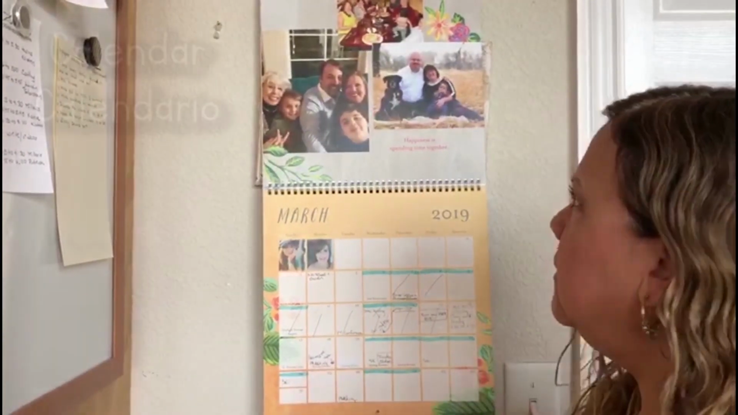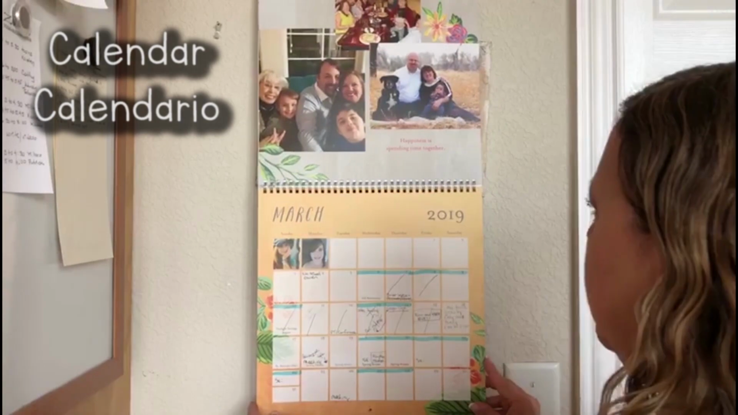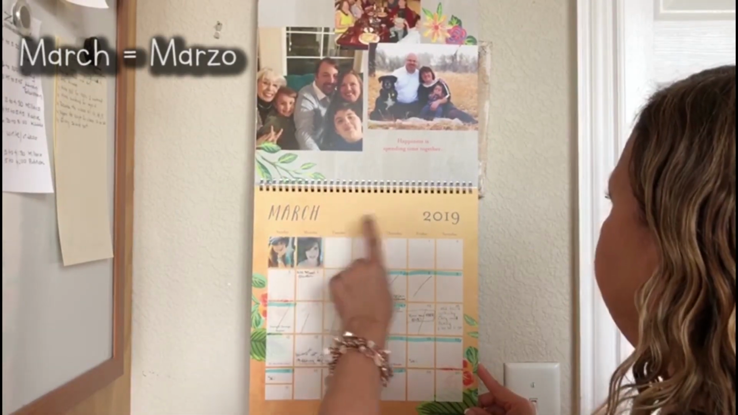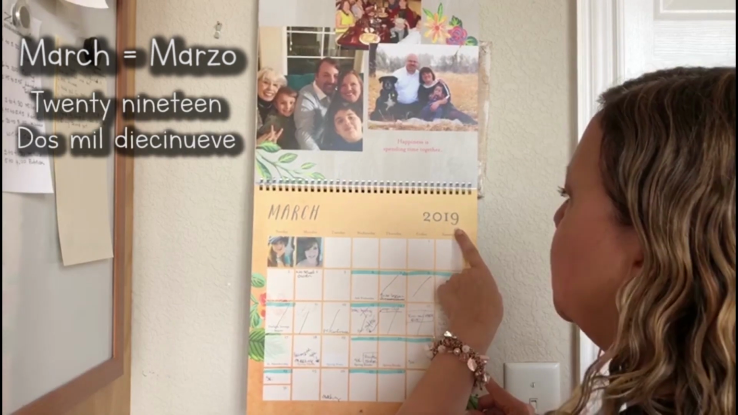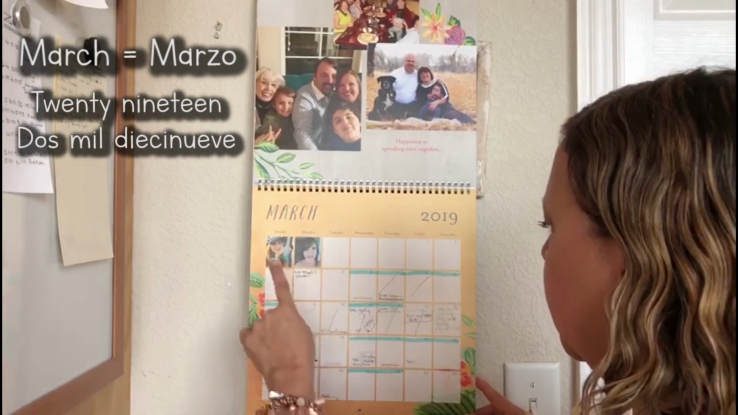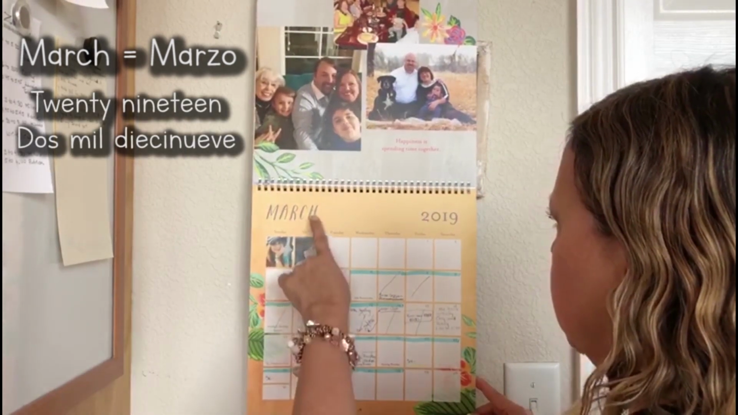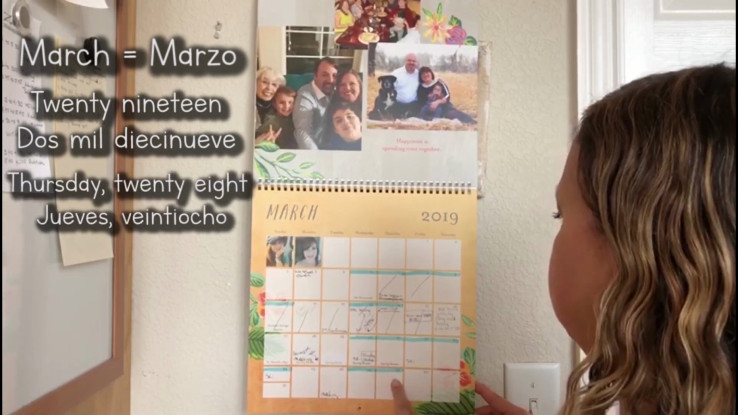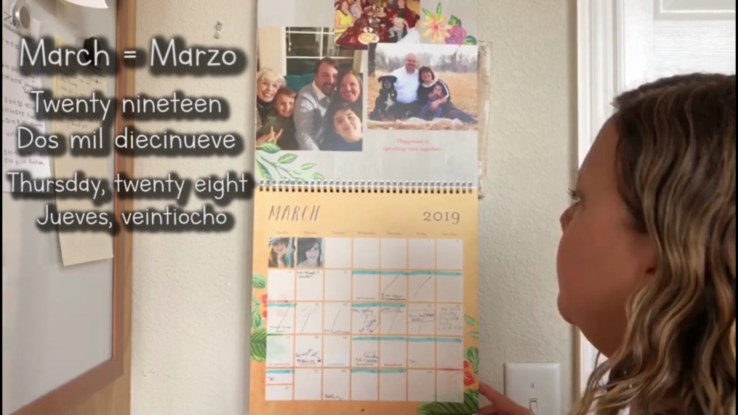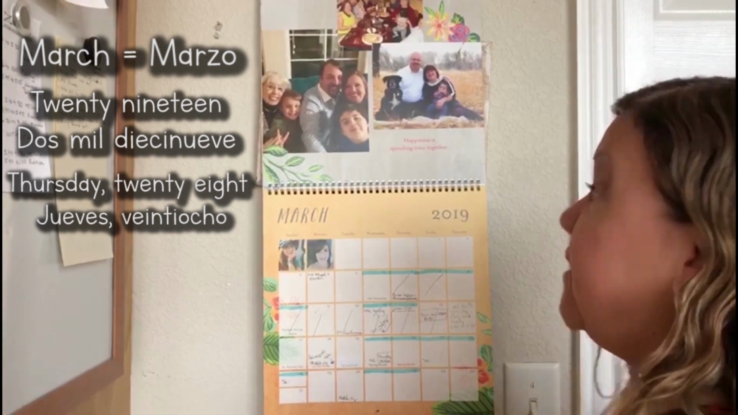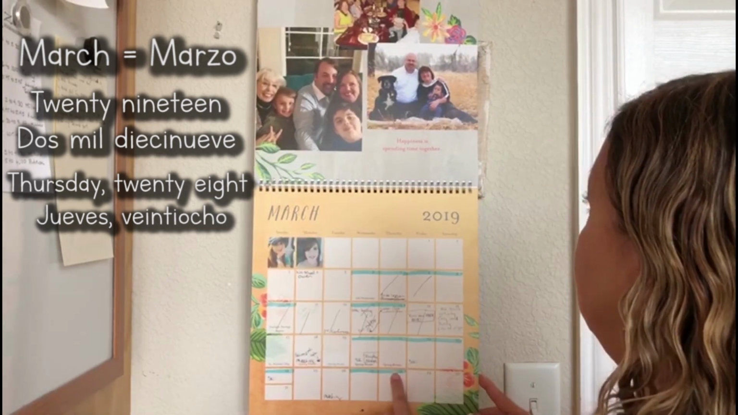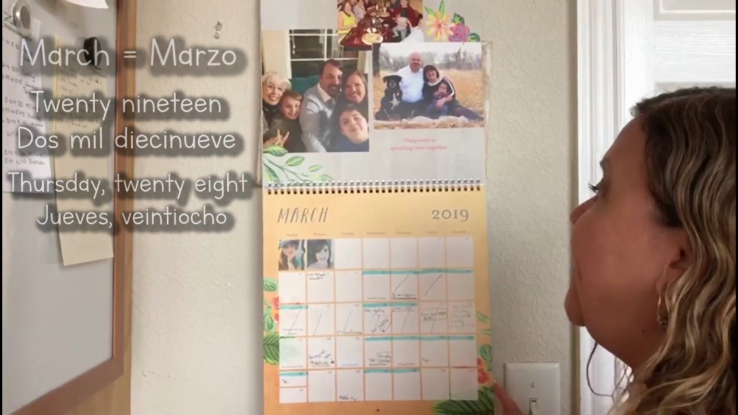Let's check the calendar to know which activity we have and everything. So, March 2019. Y hoy es lunes, martes, miércoles, hoy es jueves 28. Jueves 28. Hoy es el día de grabar videos. Jueves 28, marzo 2019.